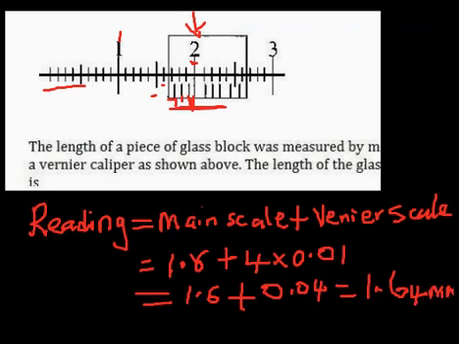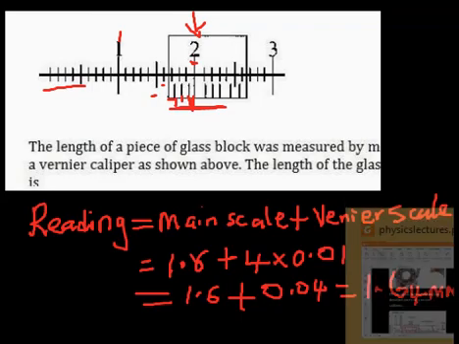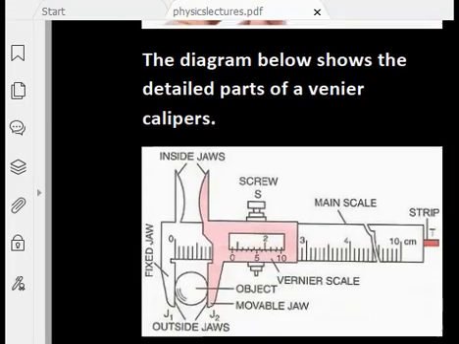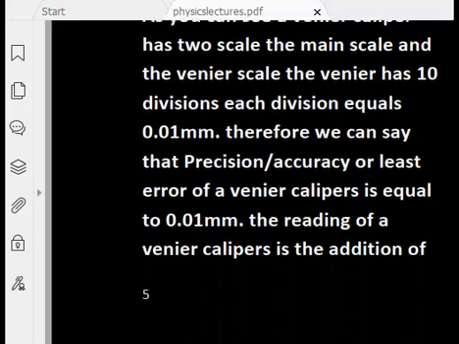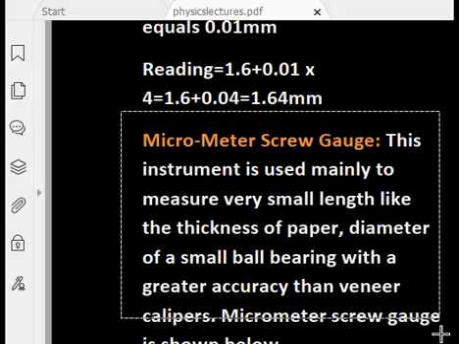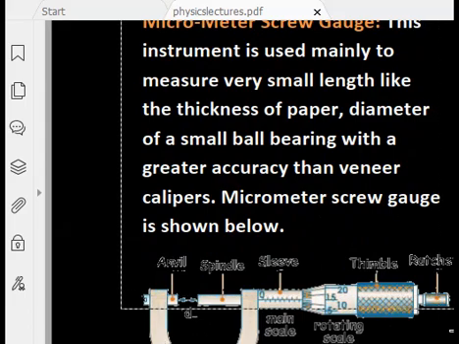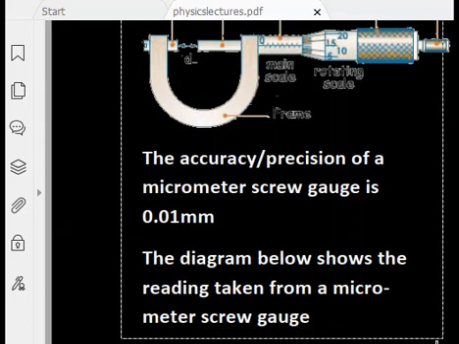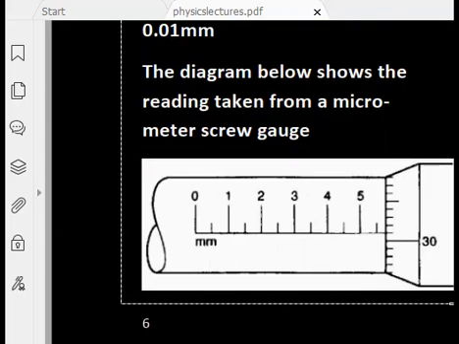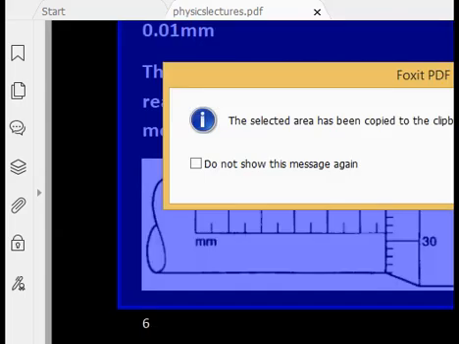So I hope that is well understood. That is a measurement from a vernier caliper, so please take note of that as we go to the other one, known as the micrometer screw gauge. I'll bring it to the screen.